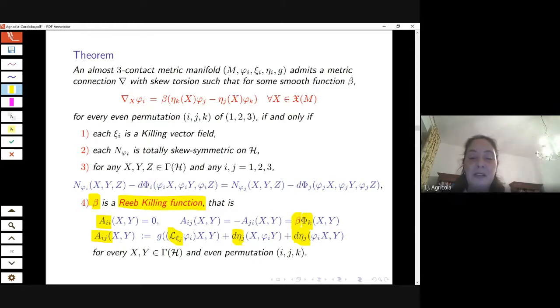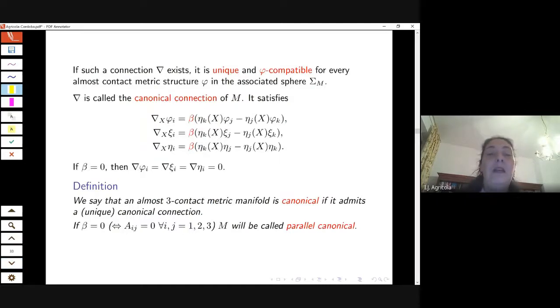Okay, so it's a condition on the Killing, a Killing type condition for the vector fields xi I. And these tensors you can build. This is just what comes out of the computation. So this is the most general case. We just wanted to make sure we don't lose anything by making too restrictive assumptions. If such a connection exists, it's unique, phi compatible, and it's called the canonical connection.